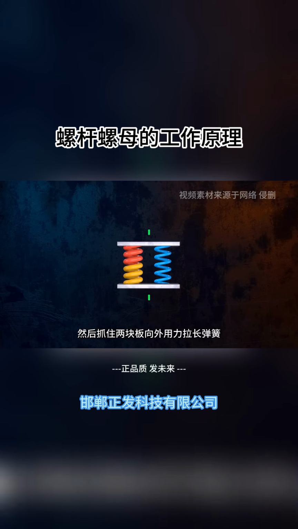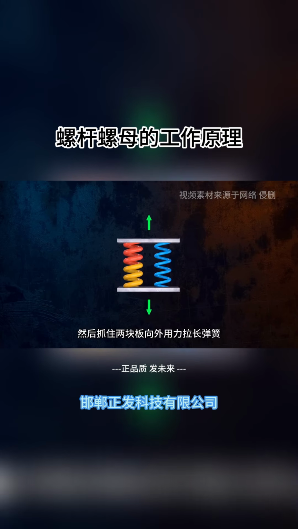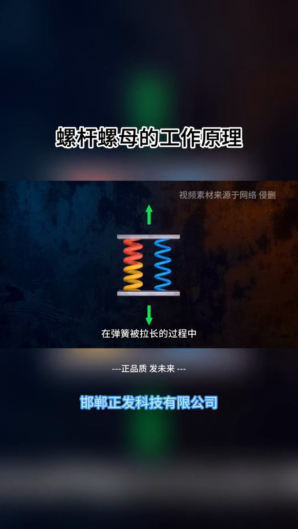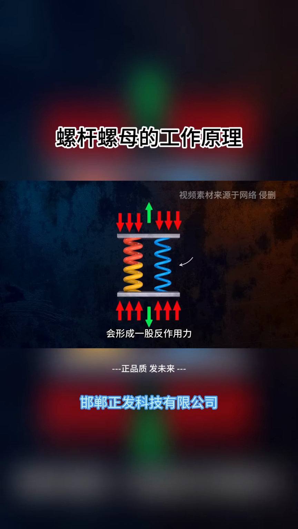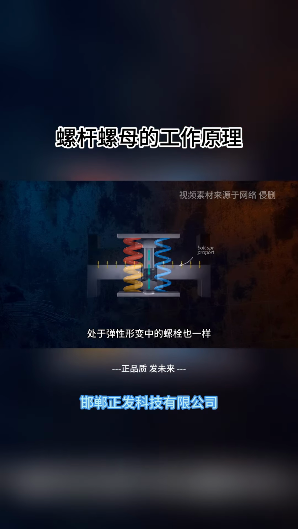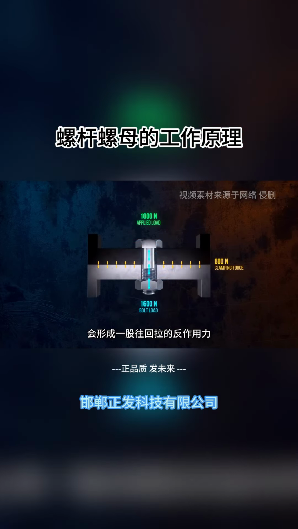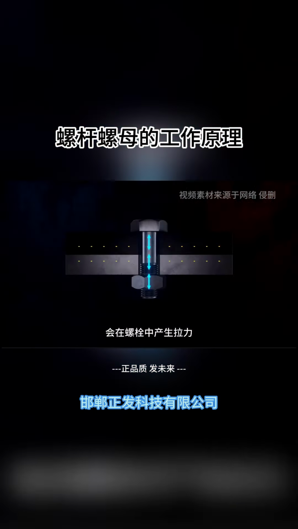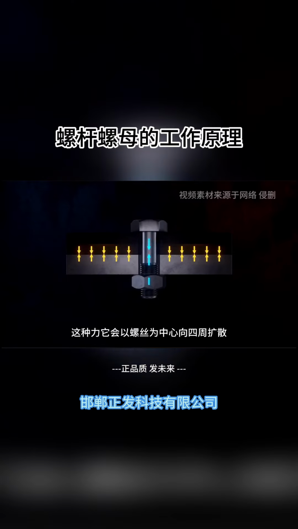It's like having a spring at both ends and connecting 2 boards. Then grab the 2 boards and pull the elastic outwards. During the process of the elastic being stretched, a reaction force will be formed. Trying to pull it will bring it back to the original length. Like garlic, in the process of elastic deformation, will form a reaction force that pulls back.